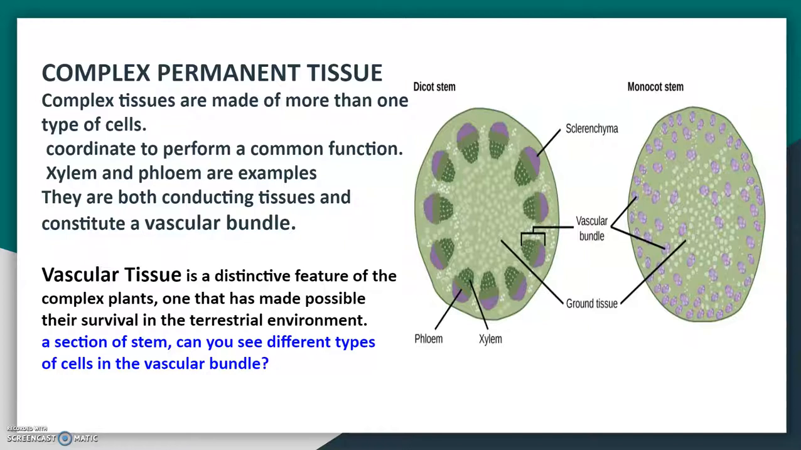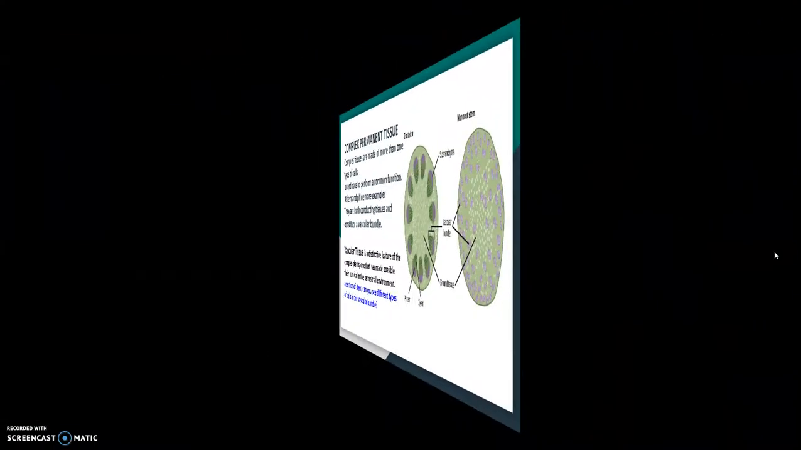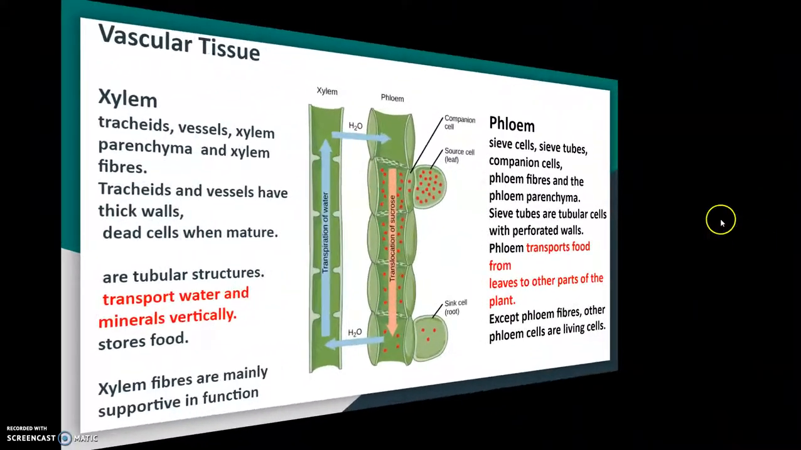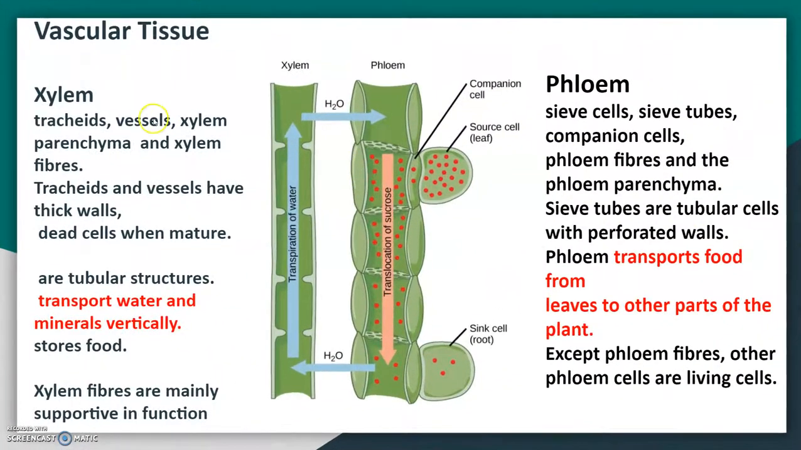Now here we can talk about xylem and phloem. They both are conducting tissues which are present in the vascular bundle. Functions you already know: xylem for transportation of water and phloem for the translocation of food. Now vascular tissue is a distinct feature of the complex plants and has made it possible for their survival in the terrestrial environment. And these are the sections of the stem. If you observe a vascular bundle, how does it look? Now xylem and phloem, you already know about this.